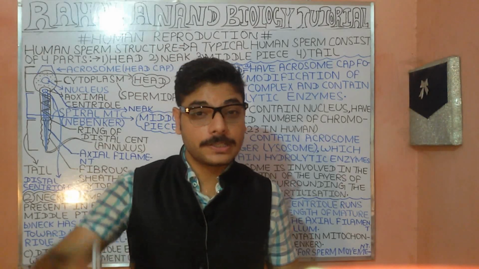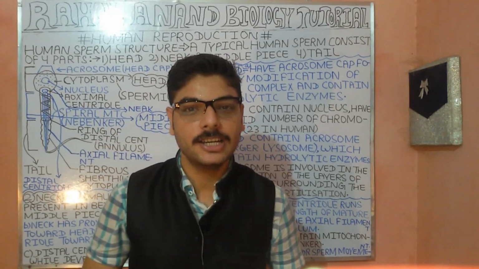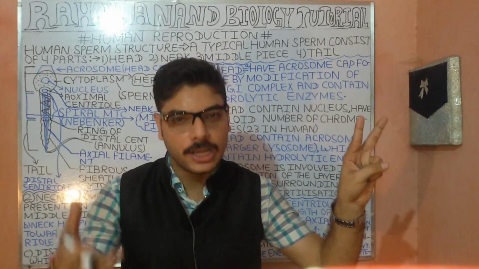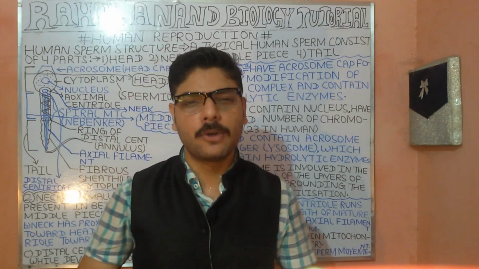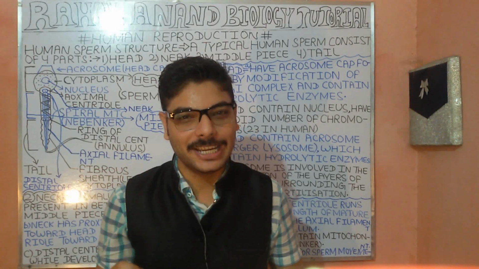The second feature of the head portion is the nucleus, which contains the haploid number of chromosomes, that is, 23 in humans.